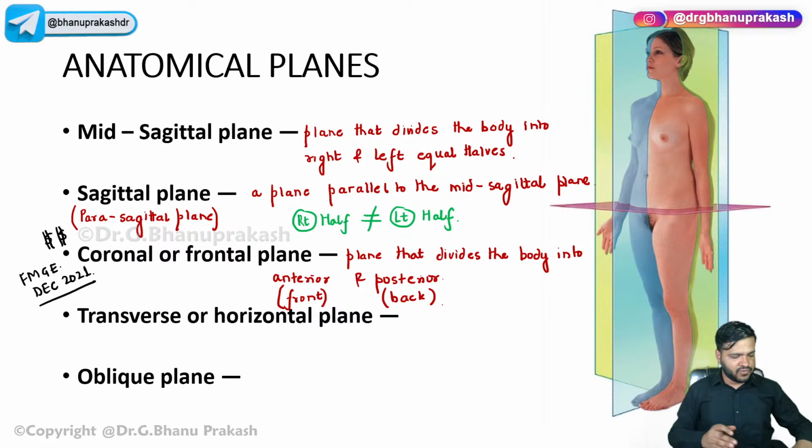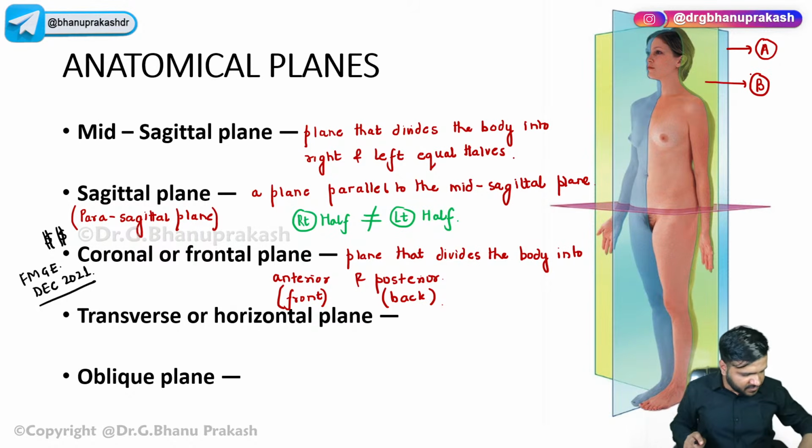Now, before moving on to the next part, let me just ask you one question over here. Can you tell me the plane which is in blue? Which plane is this marked as A? The plane which is marked by B. Just look at the image and please tell me what is A and what is B.